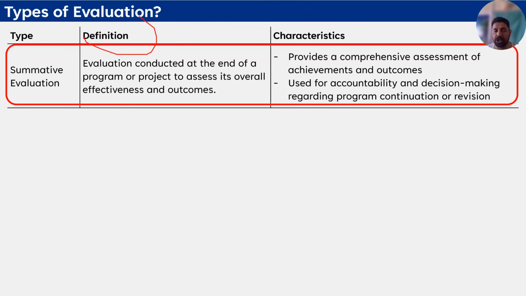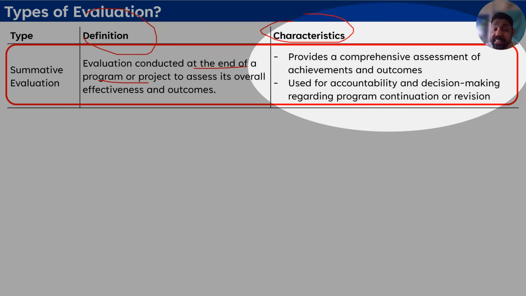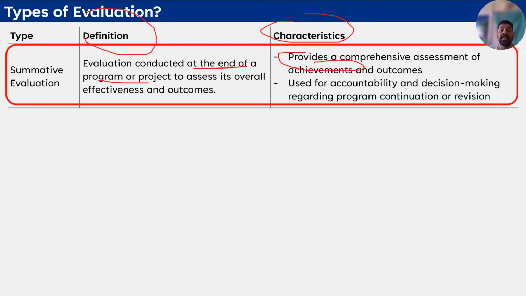Summative evaluation, its definition and its characteristics. As we discussed, summative evaluation is conducted at the end of the program. What are the key characteristics of summative evaluation? It provides a comprehensive assessment of the achievements and outcomes. Similarly, it is used for accountability and decisions regarding program continuation or revision. As we discussed, the summative evaluation is conducted at the end. It provides you information on whether we should continue these interventions or not, or if some revision or modification is required. Such information you can obtain through summative evaluation.